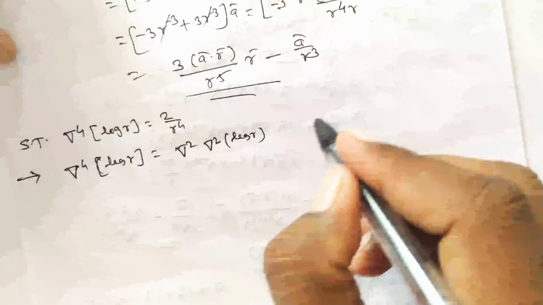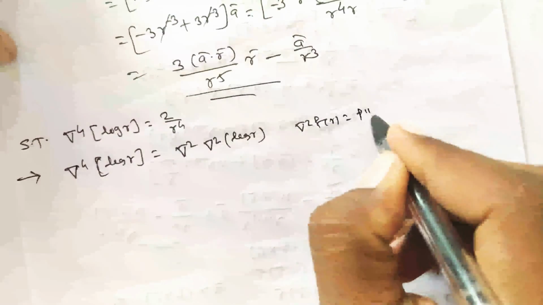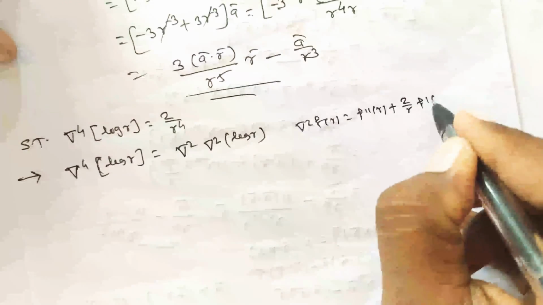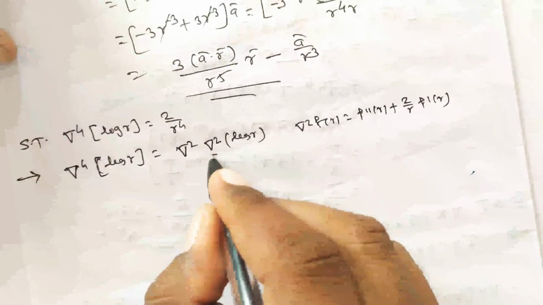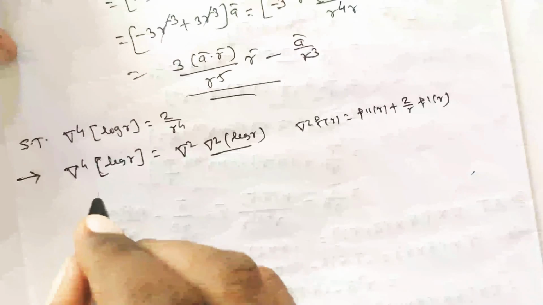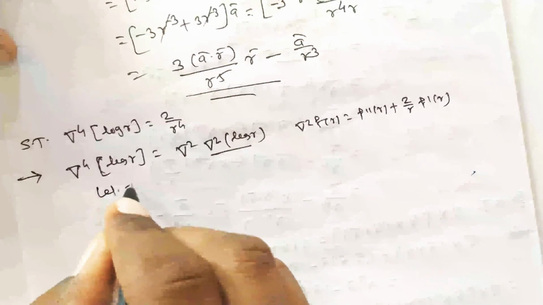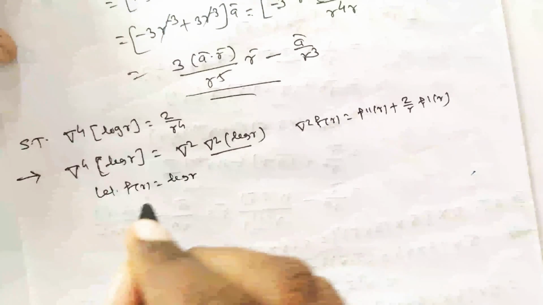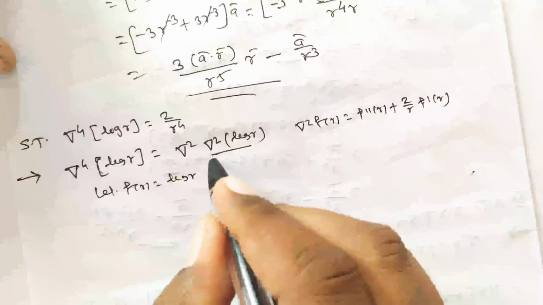We know one result, del square of f of r is equal to f double dash of r plus 2 by r into f dash of r. So for solving this, first we will find this del square of f of r and then we operate this del square one by one. So if we find first del square of f of r, then we have to take here f of r is equal to log r.